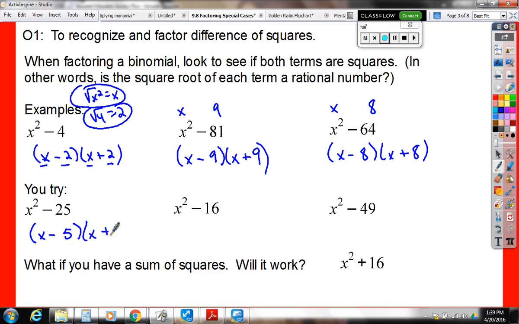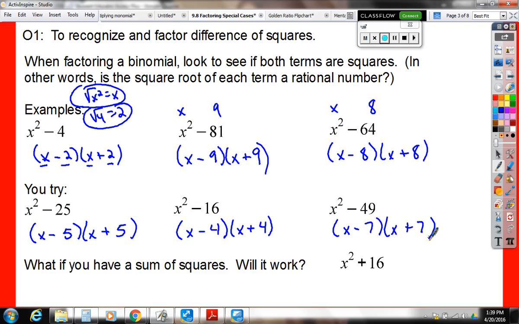Square root of x squared is x, and the square root of 25 is 5. So those are the factors that we use. Evelyn, next one. X minus 4, x plus 4. Okay, good. X is the square root of x squared. 4 is the square root of 16. And the last one, Madison. X minus 7, x plus 7. Good.